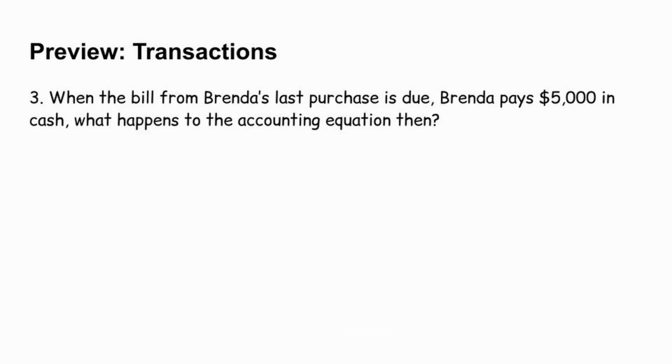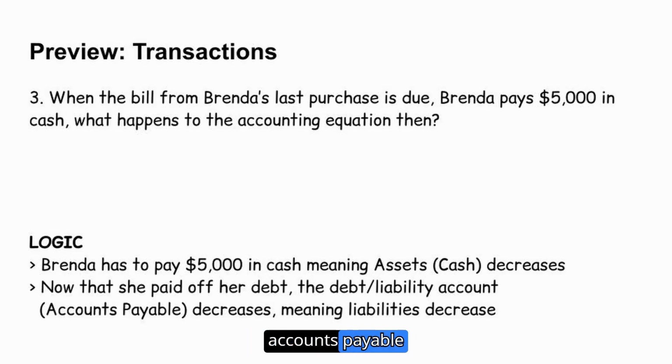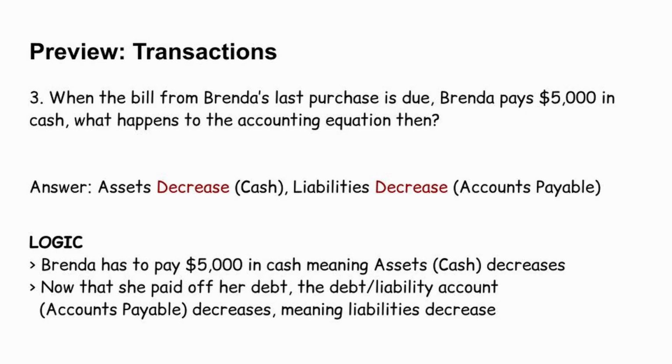In the last example, Brenda pays back the money she owed from the previous problem. So what happens here? So since Brenda is paying back in cash, it's an asset, meaning assets are decreasing. So to balance the equation, we decrease the assets because we lost cash in paying them back. And we also decrease the accounts payable liability since we are settling the debt or liability that we owe.